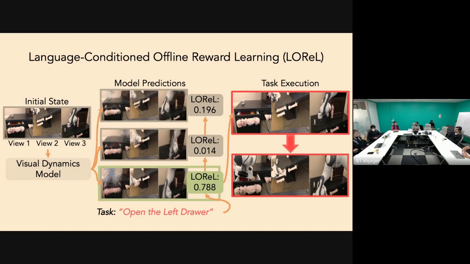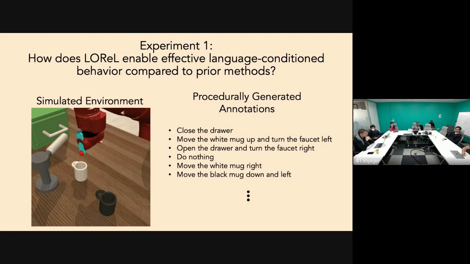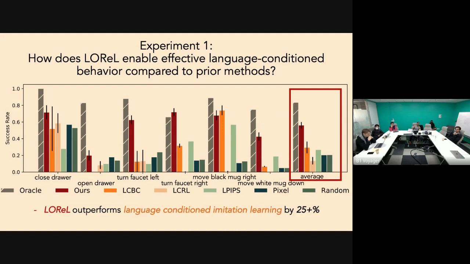Yeah. So if there aren't any questions, then I'll move on a little bit. I'll just quickly run through the experiments here. The first thing we considered was a simulated domain with procedurally generated language. We just have the robot autonomously explore here, and then using the state of the simulator, we generate annotations. This is where we want to compare our approach to other methods for language-conditioned learning. The first key takeaway, if you just look at the average task performance, is that Laurel performs better than language-conditioned imitation learning by over 25% in success rate. Laurel is the red bar here, and the gray bar is the Oracle using ground truth everything.